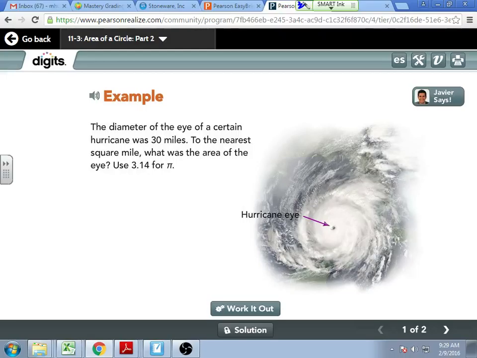So if we have a hurricane, it says the diameter of the eye of a certain hurricane was 30 miles. So we're looking at the eye of the hurricane. Let's say the diameter was 30 miles. To the nearest square miles, what was the area of the eye? And meteorologists will use this to tell people how long they have when the storm seems like it's over. How long will the break be before it kicks back up? Because when you're in the eye of the hurricane, you know that the other half of the storm is still on its way.